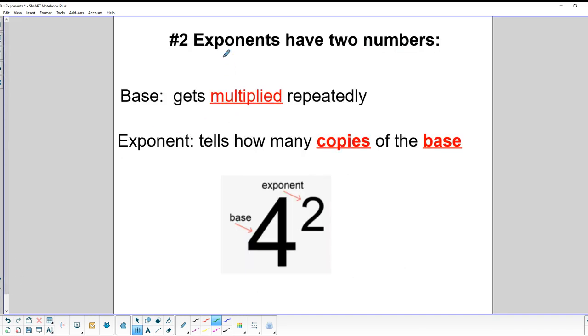All right, number 2, exponents have two numbers. So if you look at your guided notes, the base gets multiplied repeatedly, and the exponent tells how many copies of the base that you make. For example, 4 to the second power means that you have 2 copies of 4, so you'd have 4 times 4 because of that.